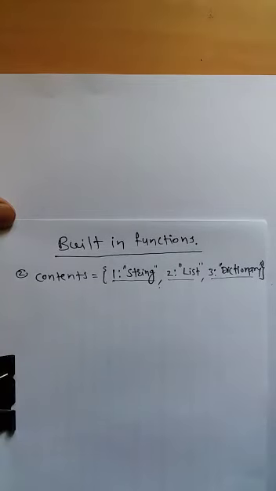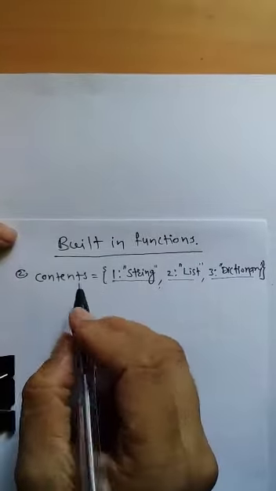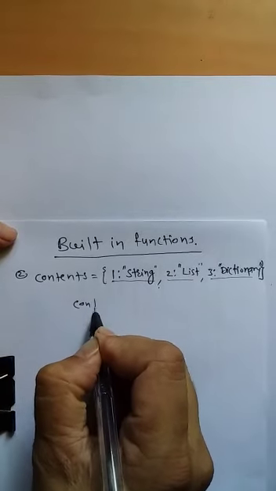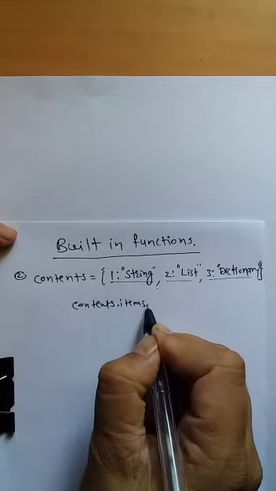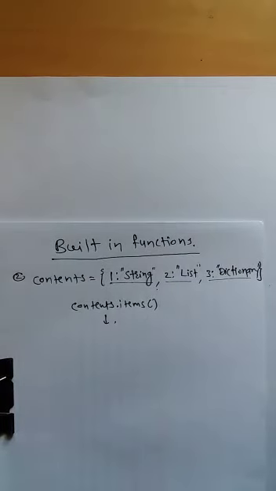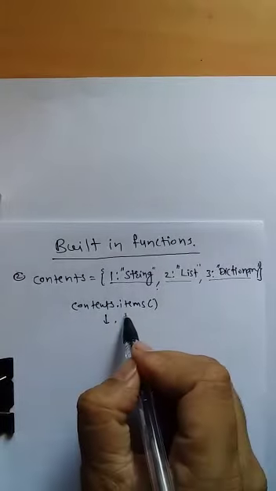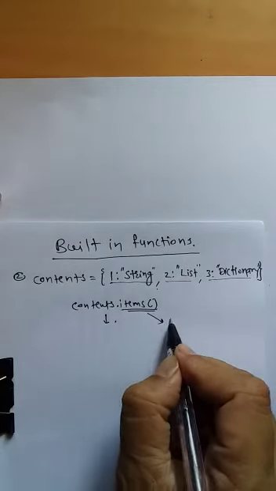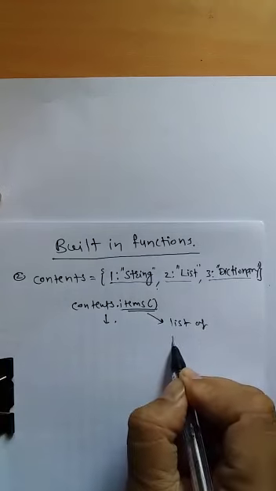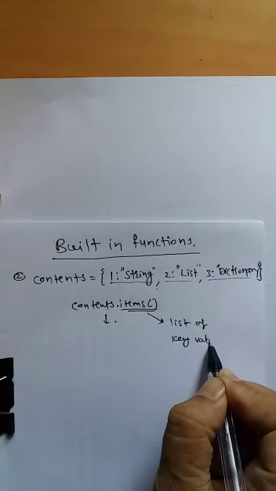Now we will see some built-in functions available in this dictionary. For example, if I write contents dot items, what will the items function do? It will give me a list. A list of what? A list of key value pairs.